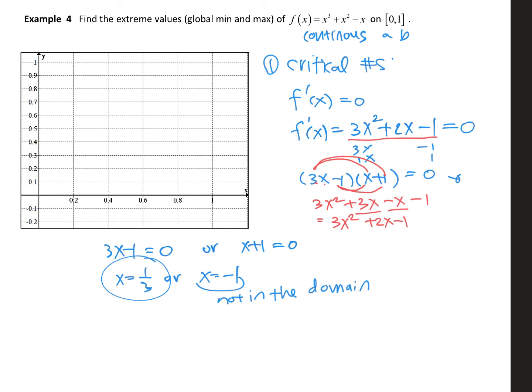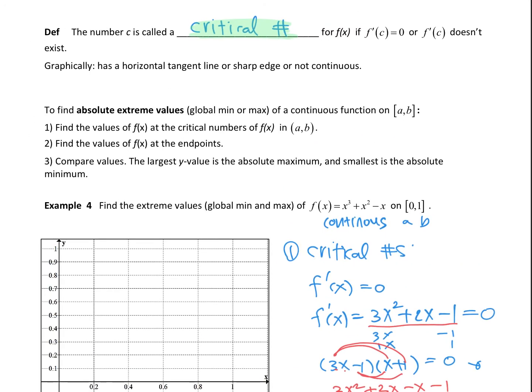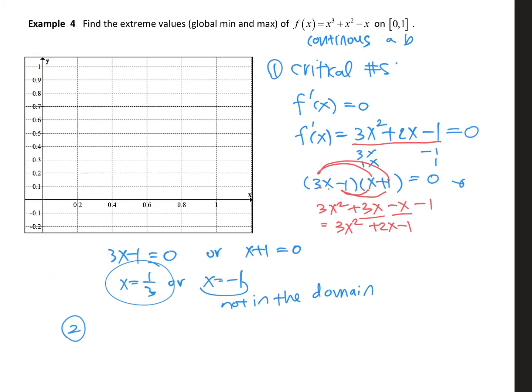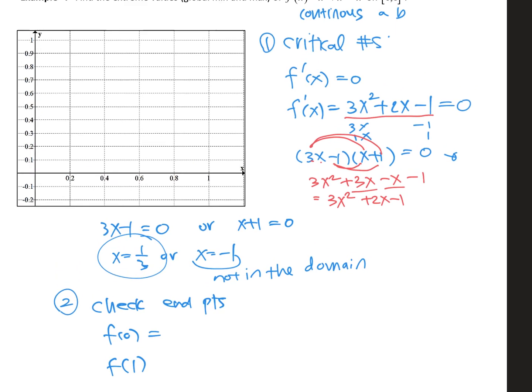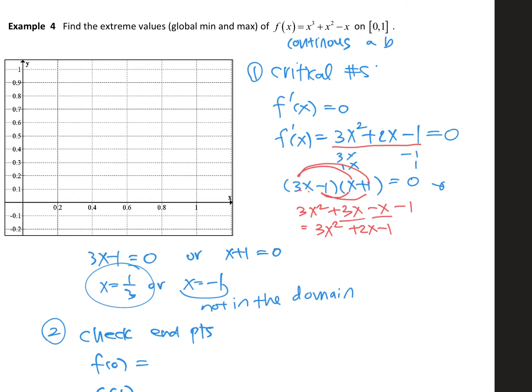Second, I have to find the endpoints. Because here they're saying, first you find the critical number, second, you find the values at the endpoints. So check the endpoints. That means f of 0 and f of 1, right? And then compare them. These parts are a little easier. You just plug it into the original equation.